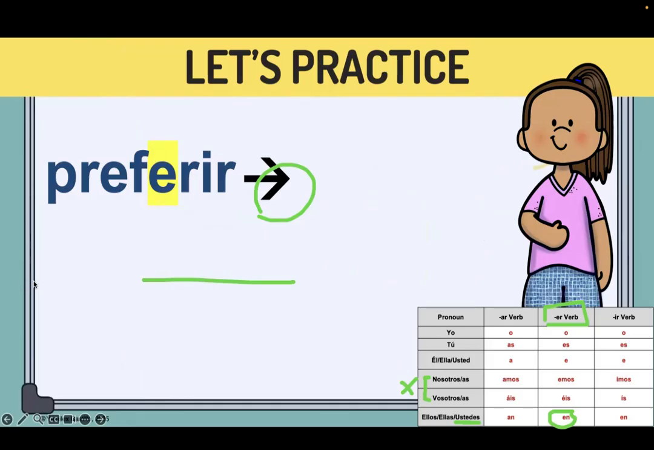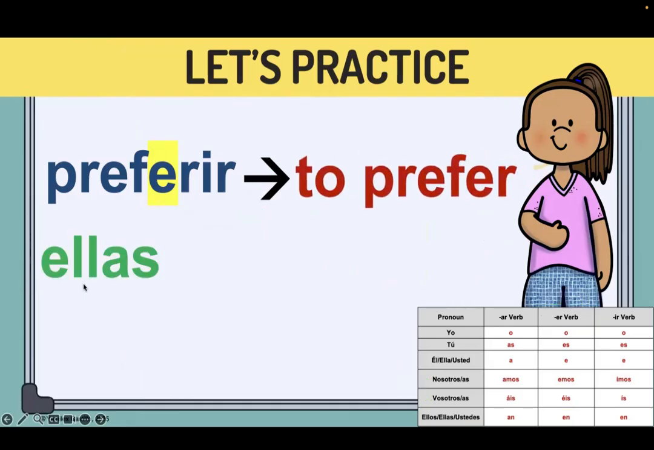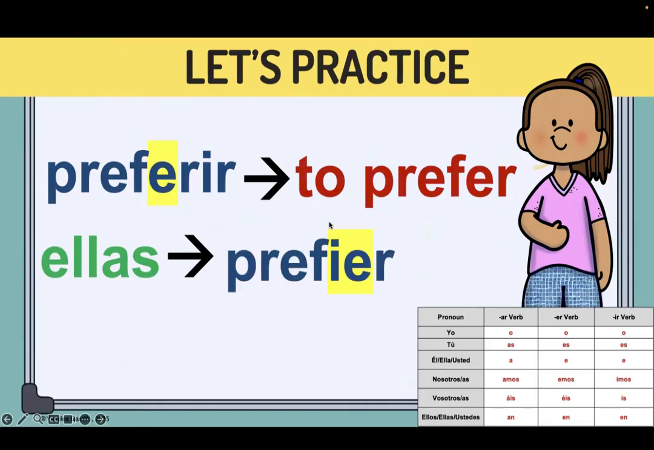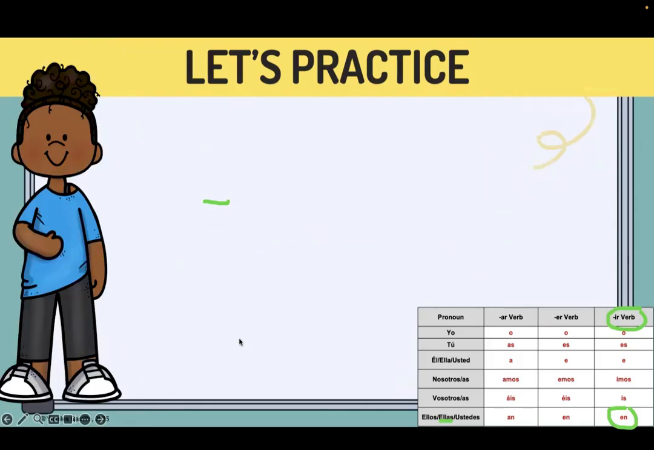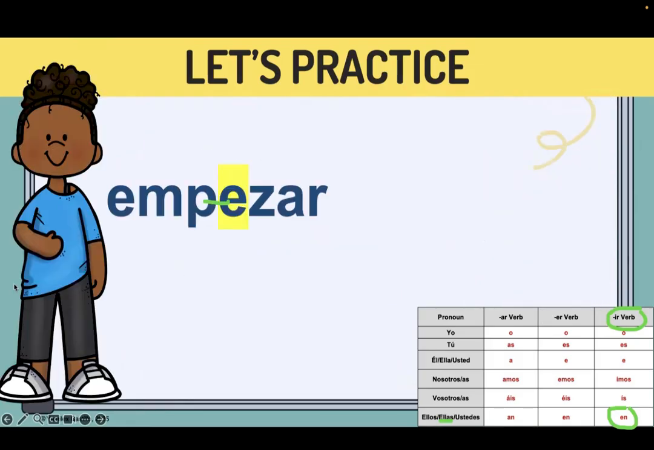Next one, preferir. Ellas. Again, we have to add the I before the E. Prefier, and the ending for ellas is right here. It's an IR verb because the ending is IR. EN, right? So we got EN. Ellas prefieren. Correct. Next one.